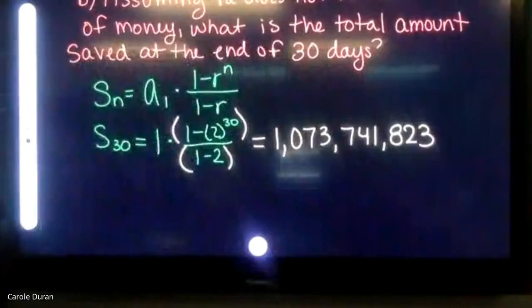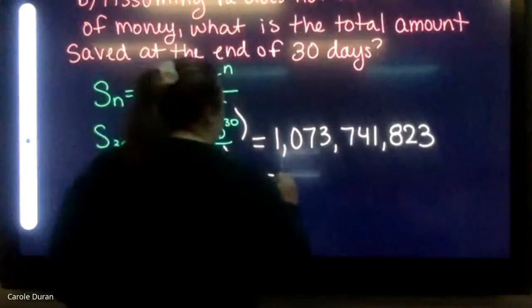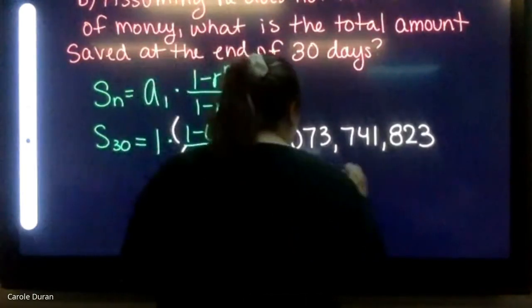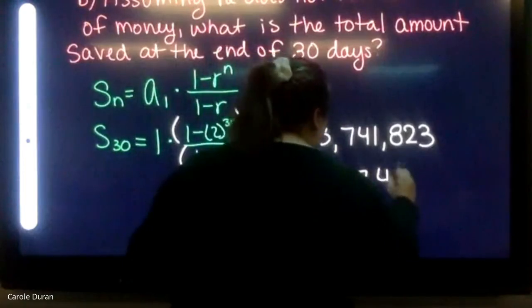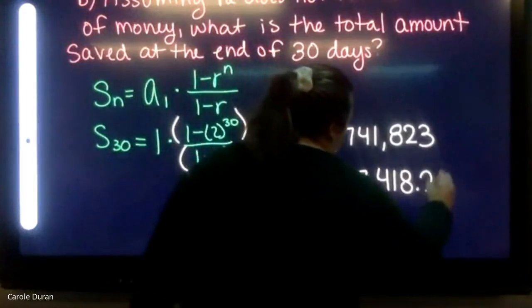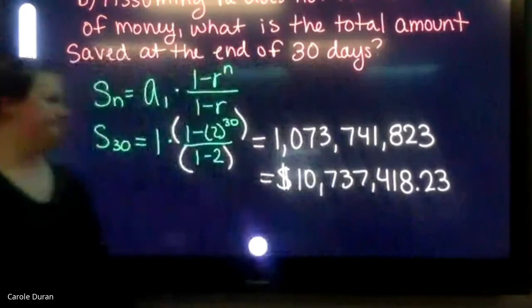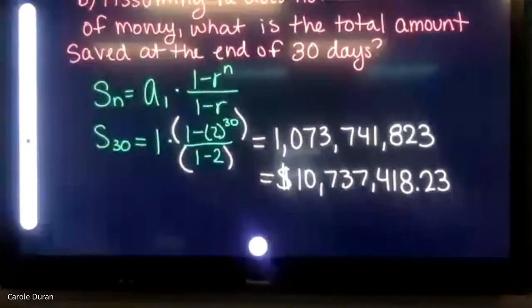Just put in $10 million on the 30th day? No, he accumulated $10 million after the 30th day. So again, this is in cents, so if we change it to dollar form, it would be $10,737,418.23. This is assuming he had $10 million that he could spare.